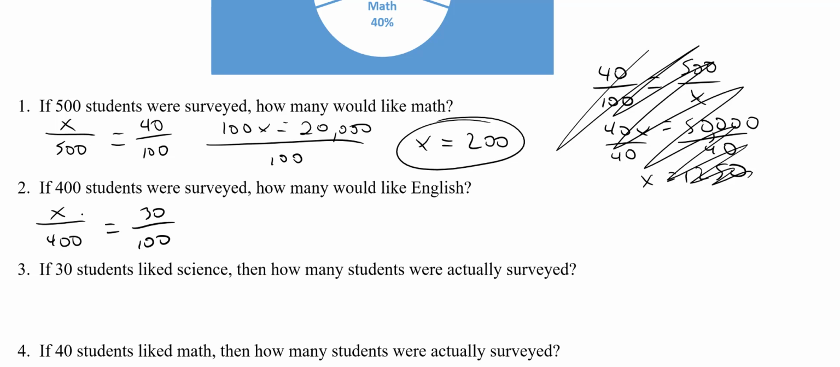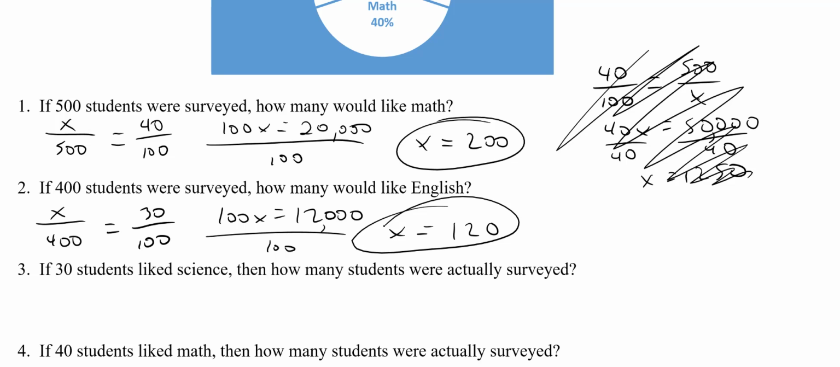Okay. So we cross multiply. That's 100x equals 12,000 divided by 100. X equals 120. Okay, that's pretty good. All right, so this question now is a little bit different.